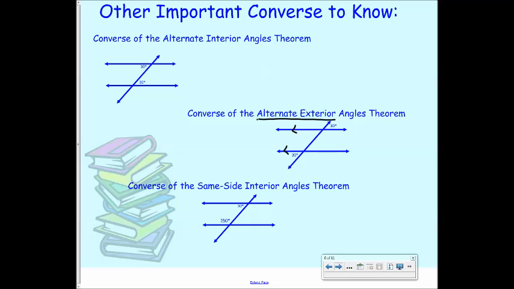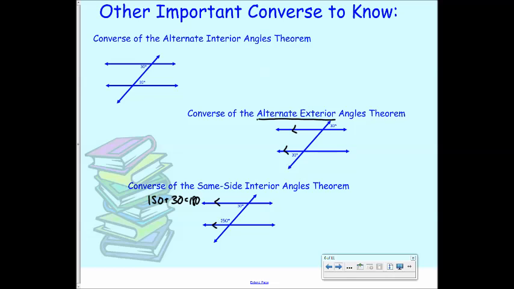All right, converse of same side. Again, this is the only one that's a little bit different because same side interior angles do what? Equal 180. So that means these two angles have to equal 180. Now that they do, because what's 150 plus 30? Then I can say that these two lines are parallel.